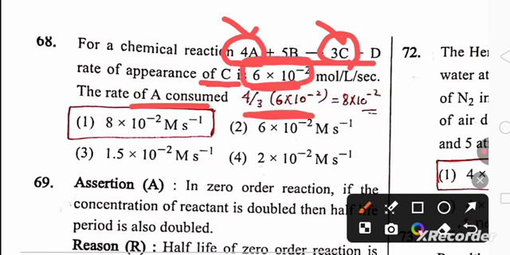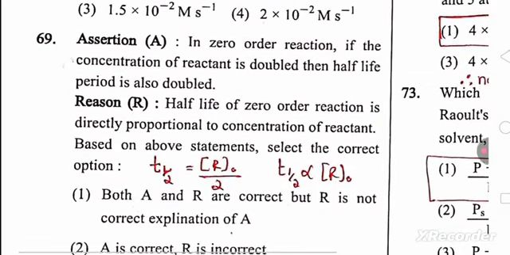into 10 to the power of minus 2. So that is 8 into 10 to the power of minus 2 mole per second. So this is the right answer. Let us go to the next question.